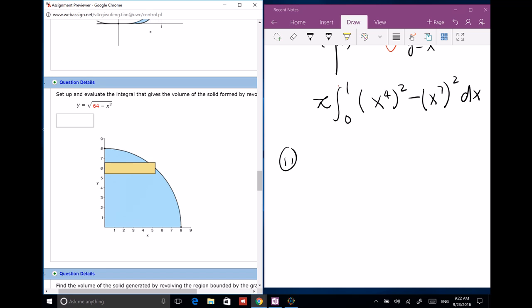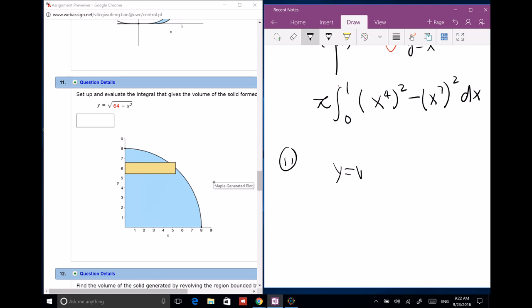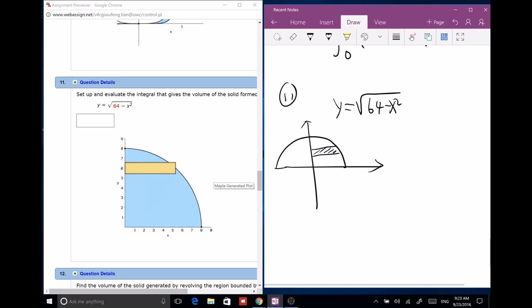Set up and evaluate the integral that gives the volume of the solid formed by revolving this with respect to the y-axis, where y equals the square root of 64 minus x squared. We revolve this with respect to the y-axis. Now my question is, without using the integral, can anyone tell me what the volume would be?